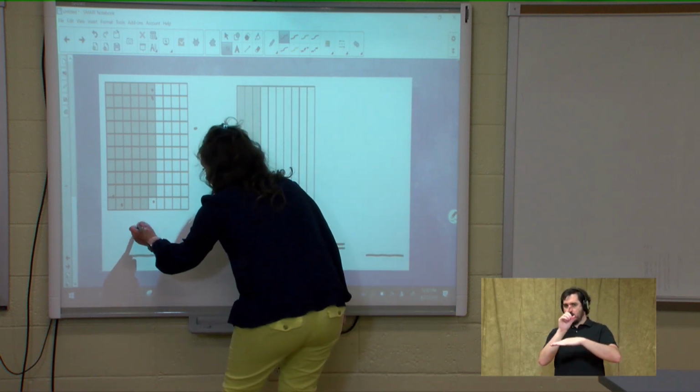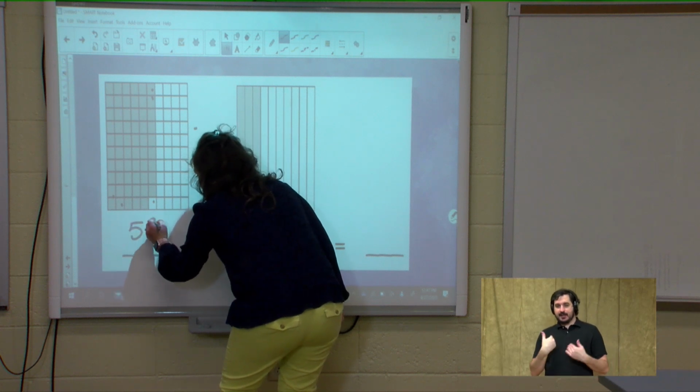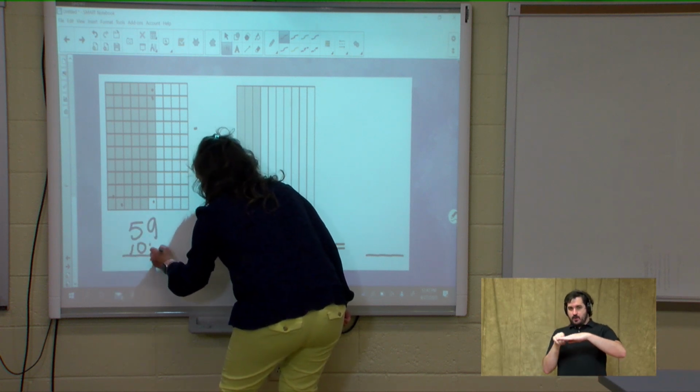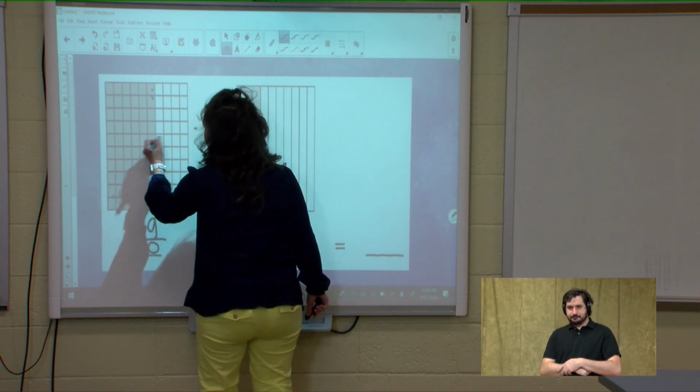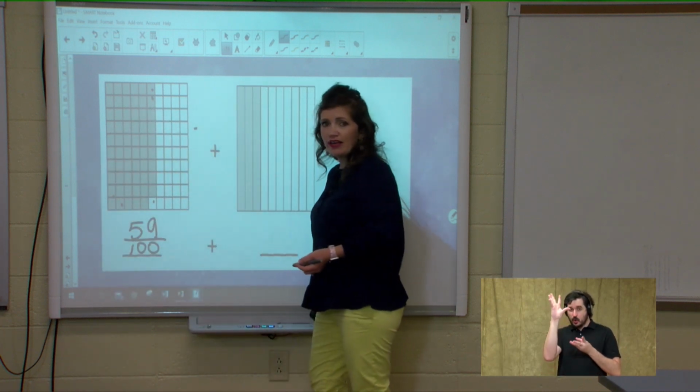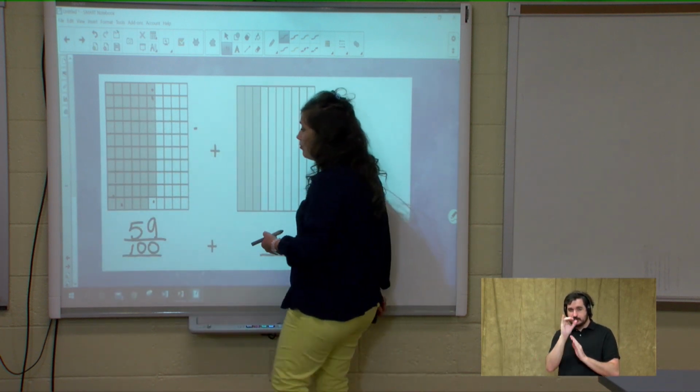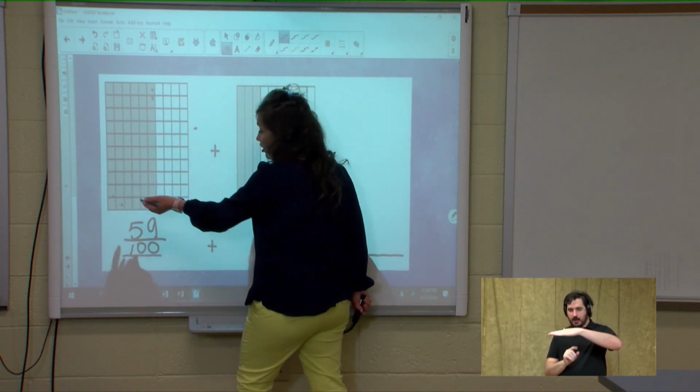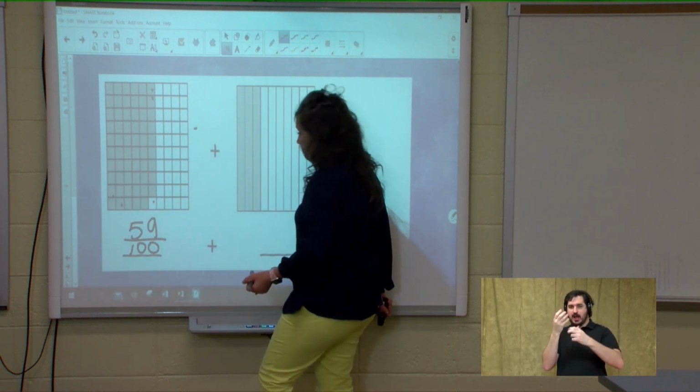100. Very good. I have 59/100 because I have 100 total units. That's where I get my denominator from. And my numerator is how much is shaded, which is 59.